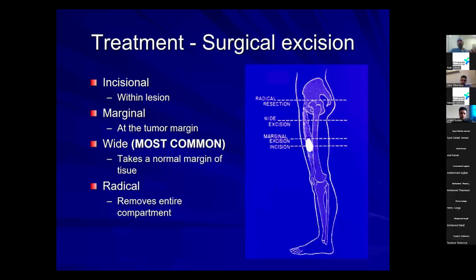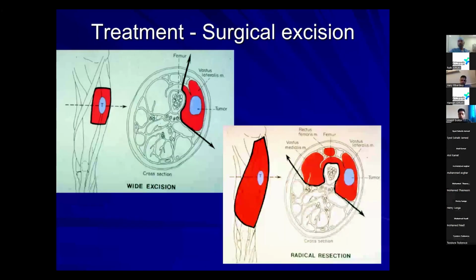You can also divide the resection levels into intralesional excision, marginal excision, which is at the level of the capsule, and then wide excision. What we do mostly these days is what we call a wide excision, which is on your left. It is exactly what you said, Joseph. So you still stay in the compartment. You're not going extracompartmental.